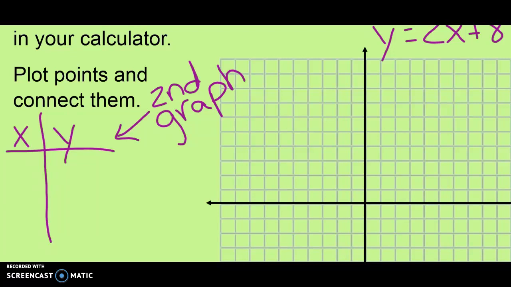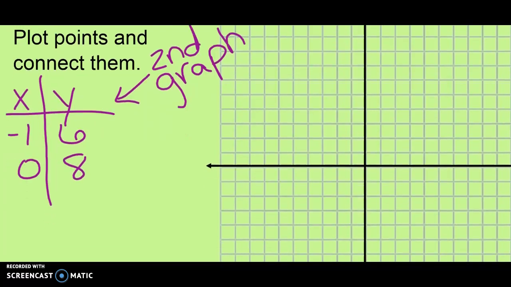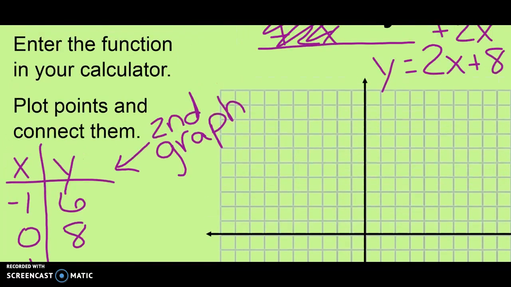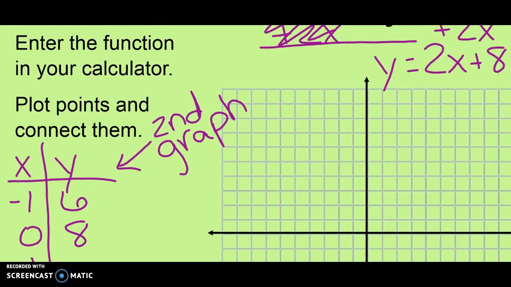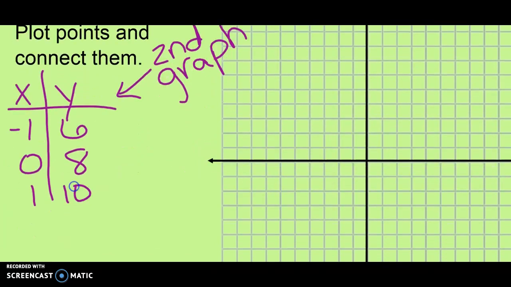So I'm going to do a few points. I'm going to do -1. That should give me a 6, I do believe. And then I got a 0. That should give me an 8. If I go to 1, that will give me a 10. I'm just doing them in my head, so hopefully I'm right.